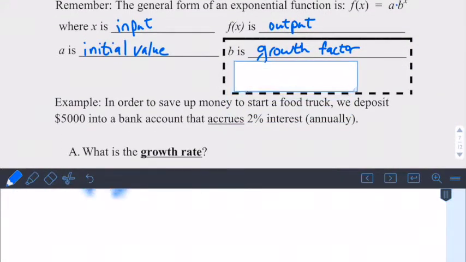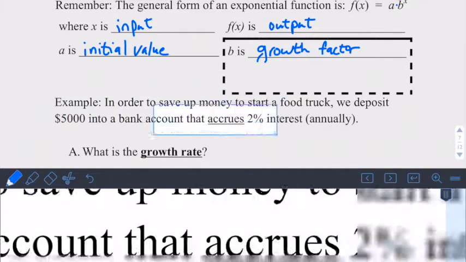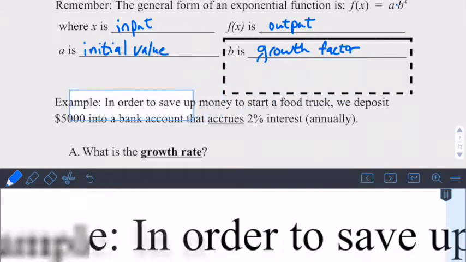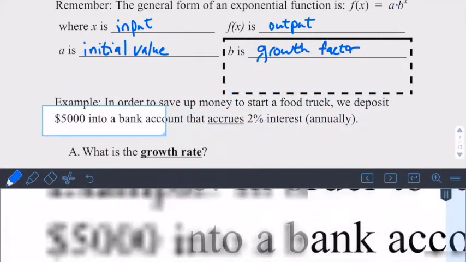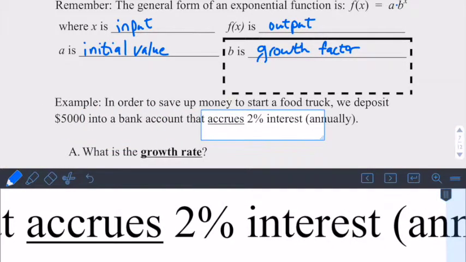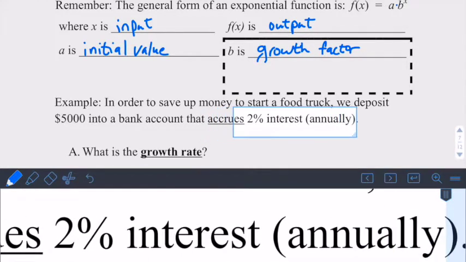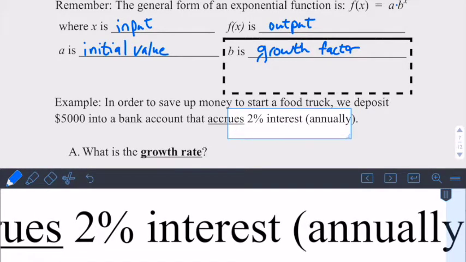So when we talk about growth factor today, we're going to talk about percent increase and decrease. So we'll look at an example and then we'll come back and add a note here. In order to save up money to start a food truck, we deposit $5,000 into a bank account that accrues, means it accumulates, it gains more, 2% interest annually, so each year. So what we're doing is we're gaining 2% interest.